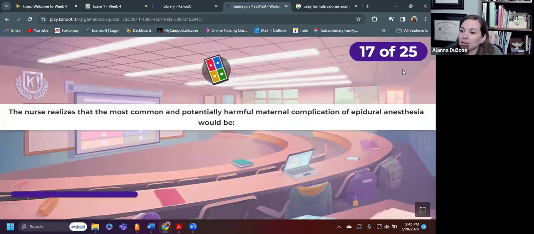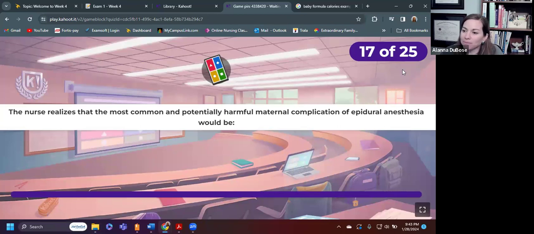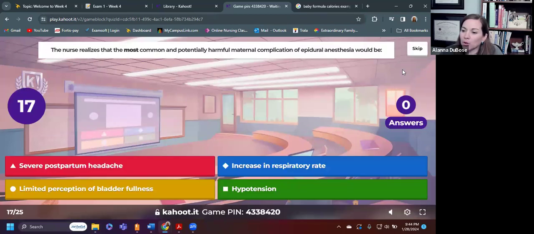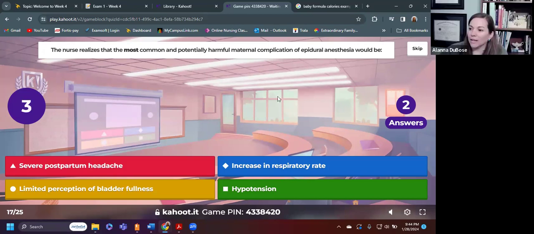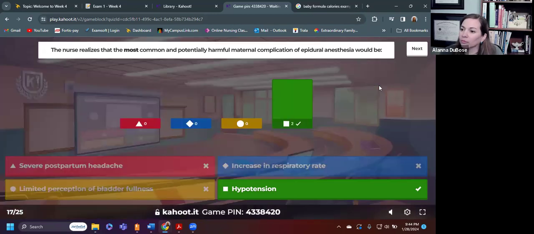The nurse realizes that the most common and potentially harmful maternal complication of epidural anesthesia would be red, severe postpartum headache, blue, increase in respiratory rate, yellow, limited perception of bladder fullness, green, hypotension. Green. Yes, good. All right, good job.